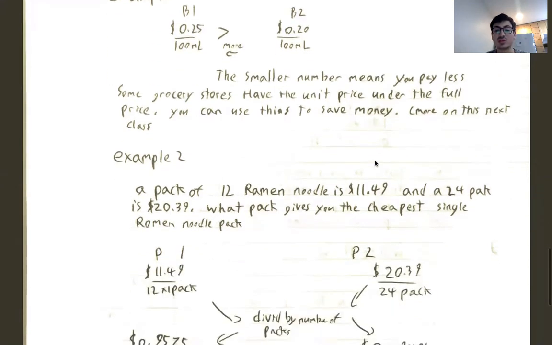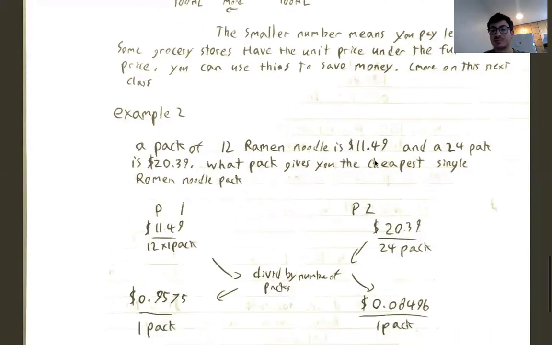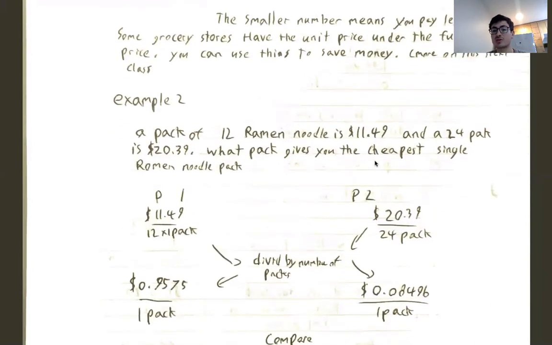Okay, example 2. So this one's a bit more straightforward. Here we just got some ramen. There's a pack of 12, a big pack of 12 small ramen packs, and that's $11.49 for the 12 packs. And then there's a 24 pack, I forgot the C on that, that's my bad, where you get 24 packs of ramen for $20.39. We want to figure out which is the cheapest per single pack of ramen noodles.